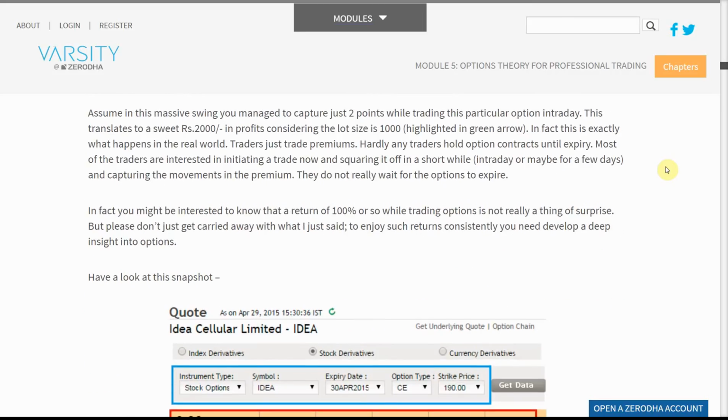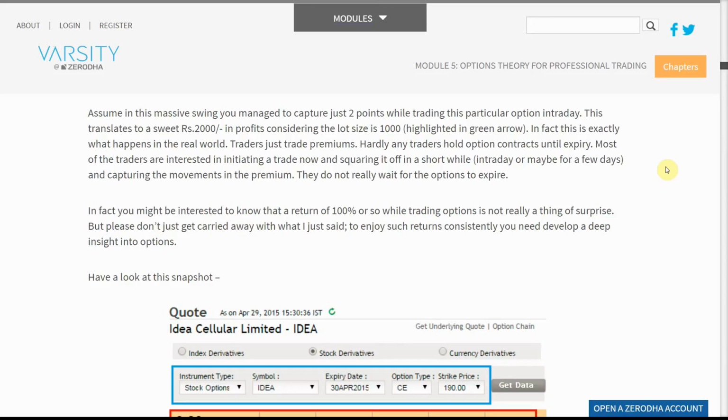Assume in this massive swing you managed to capture just 2 points while trading this particular option intraday. This translates to a sweet 2,000 rupees per in profits considering the lot size is 1,000, highlighted in green arrow. In fact, this is exactly what happens in the real world. Traders just trade premiums. Hardly any traders hold option contracts until expiry. Most of the traders are interested in initiating a trade now and squaring it off in a short while, intraday or maybe for a few days, and capturing the movements in the premium. They do not really wait for the options to expire.